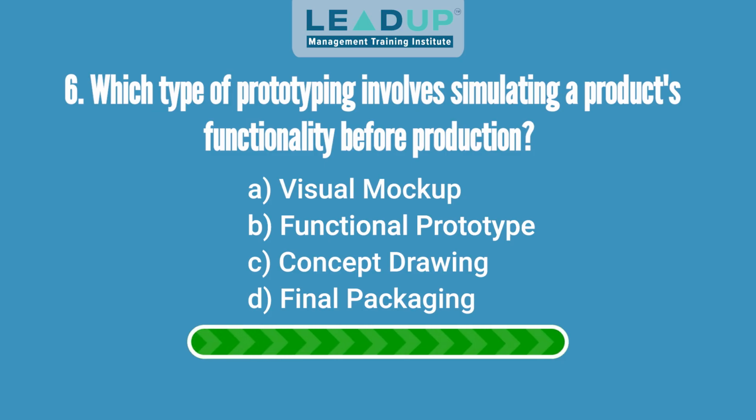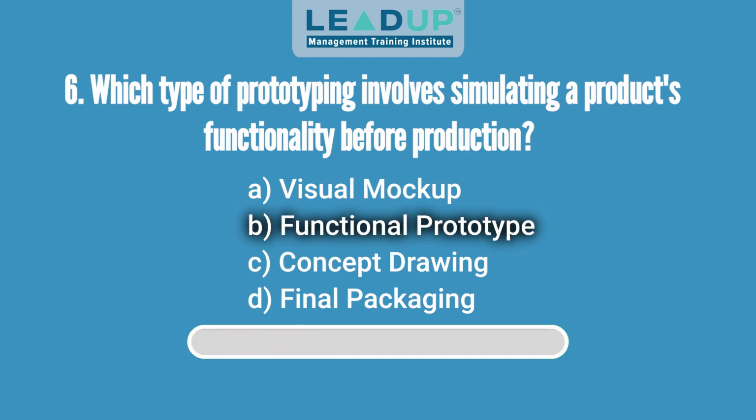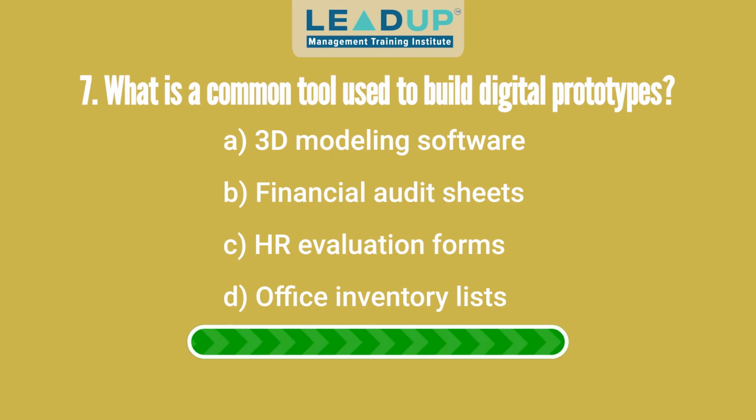Question 6. Which type of prototyping involves simulating a product's functionality before production? A. Visual mock-up. B. Functional prototype. C. Concept drawing. And D. Final packaging. Answer: functional prototype.